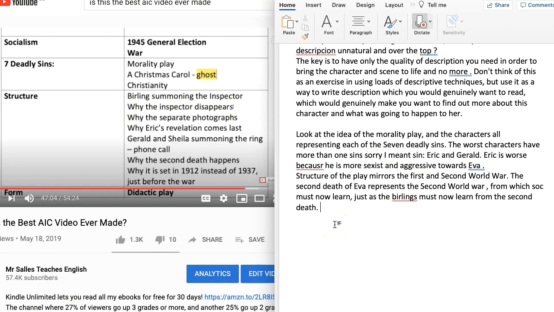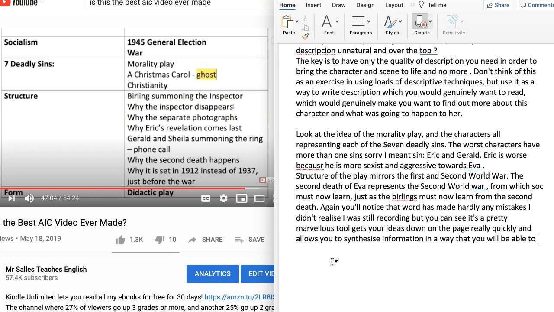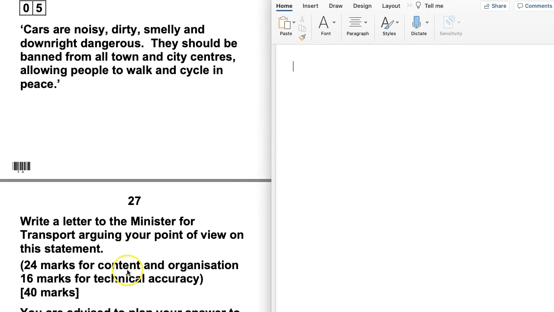Again, you'll notice that Word has made hardly any mistakes. I didn't realise I was still recording, but you can see it's a pretty marvellous tool, gets your ideas down on the page really quickly, and allows you to synthesise information in a way that you'll be able to access again, because it is presented so neatly, unlike our handwriting, especially if you're a boy like me. And now let's look at a writing task.